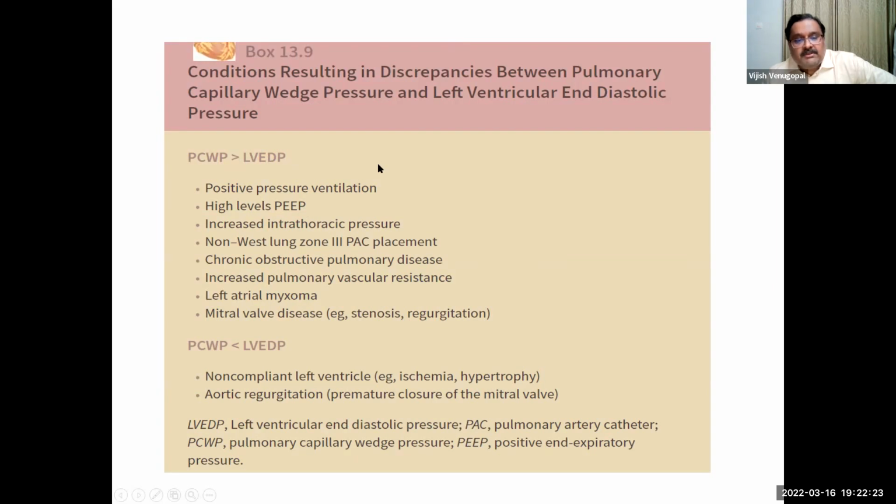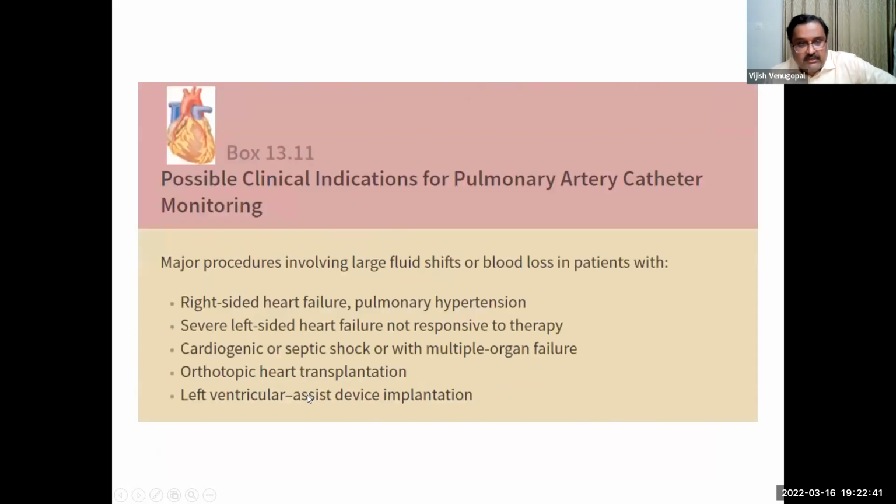This is when the alveolar pressure is more. This is seen when you have positive pressure ventilation, high levels of PEEP, increased intrathoracic pressure, or left atrial myxoma, or mitral valve disease. It is less than the LVEDP when you have a non-compliant left ventricle, as in ischemia, hypertrophy, or in aortic regurgitation.